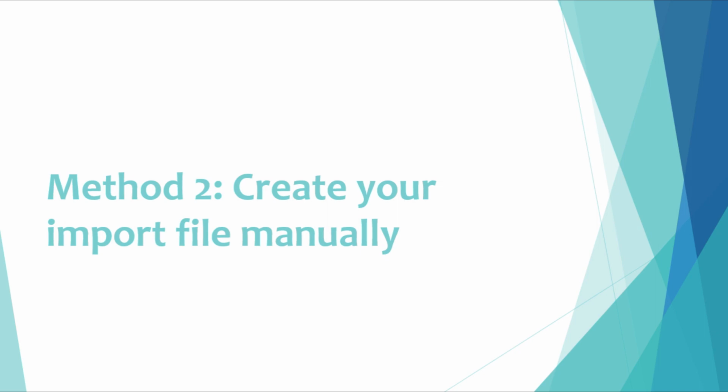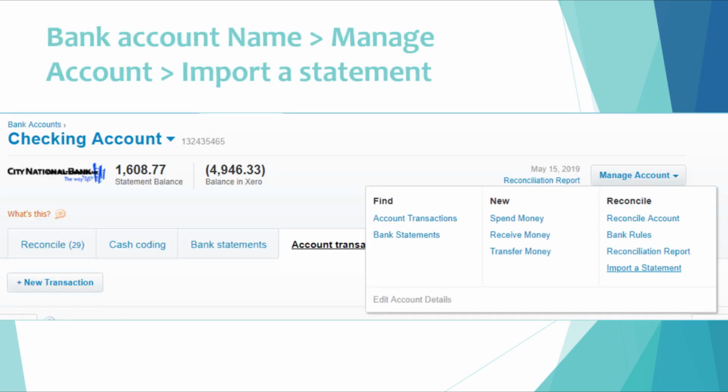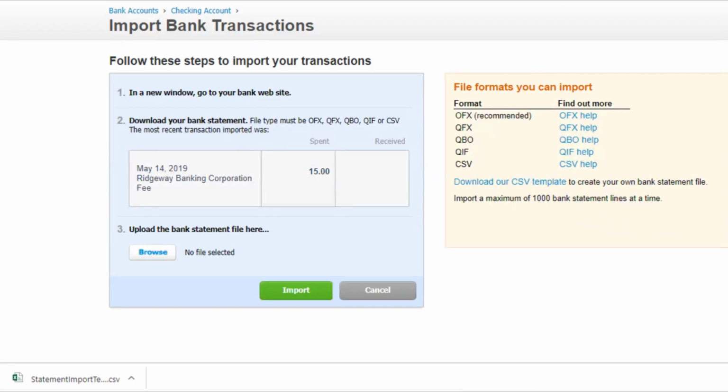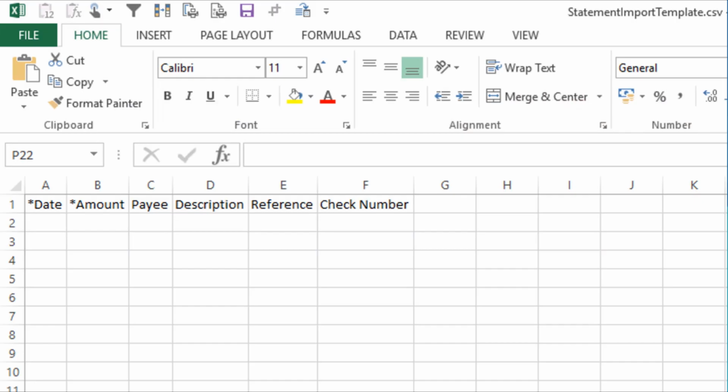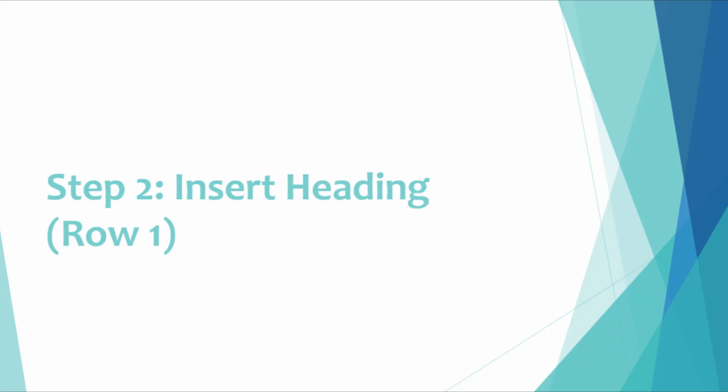Method 2, create your import file manually. To create your import file manually, first of all, you will need to log into your Xero account, click on Manage Account, and then click on import a statement, and on this import bank transactions page, click on download our CSV template. Once you have downloaded it, click on the file and open it up in your Microsoft Excel, and then we can move on to the next step.